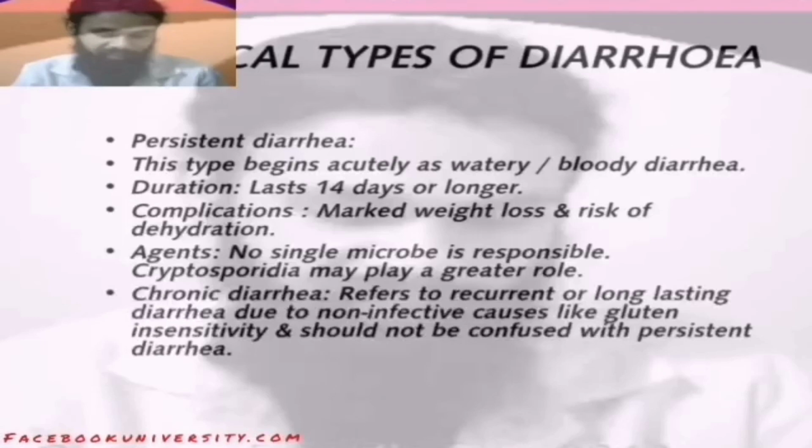Okay, so other clinical types of diarrhea. Persistent diarrhea. This type begins acutely as watery or bloody diarrhea. Duration lasts 14 days or longer. Okay, we have discussed this.